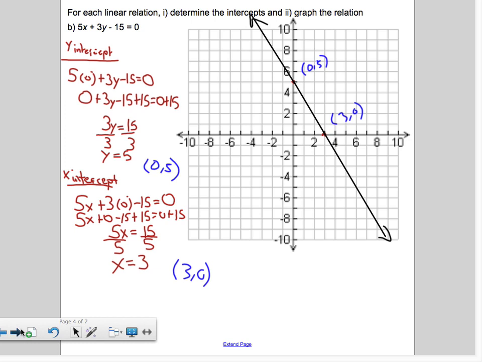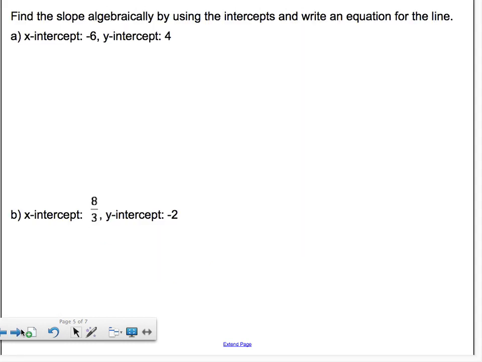So let's look at it a little bit differently. How can we get an equation of a line given that we're just told the intercepts? So here in A, the x-intercept is -6, the y-intercept is 4. How can we get the equation of a line?